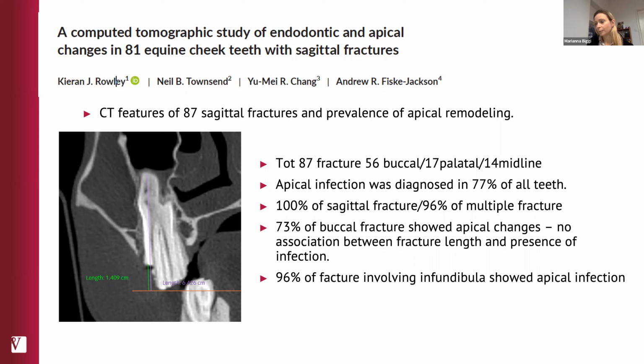And the prevalence of remodeling was very high. 77% of all teeth with fracture had apical remodeling and signs of infection. All the sagittal fractures and teeth that had multiple fractures had remodeling, and up to 73% of the buccal fractures had apical changes, which is much higher than I would have thought. There was also no association between the fracture length and the presence of infection. So perhaps even if it's a small fracture, we should not ignore it.